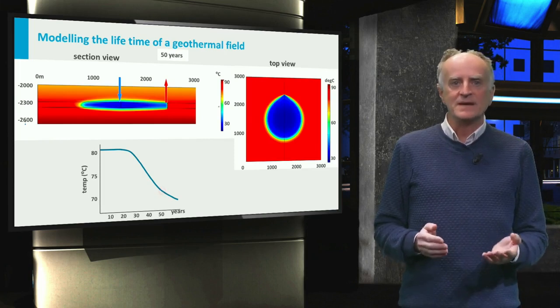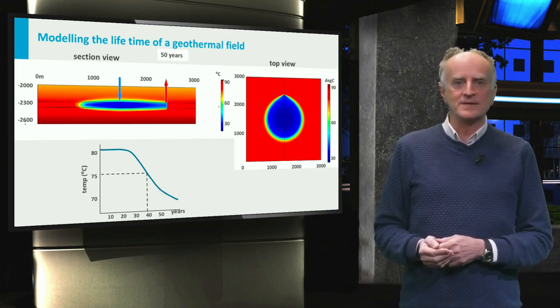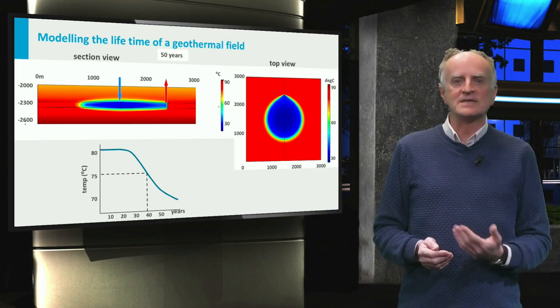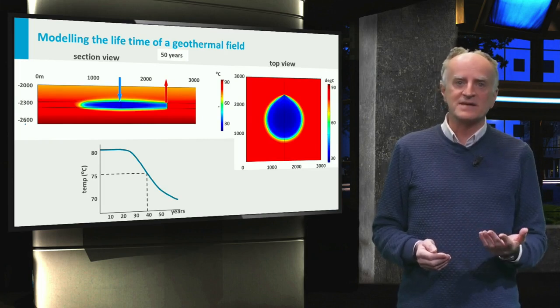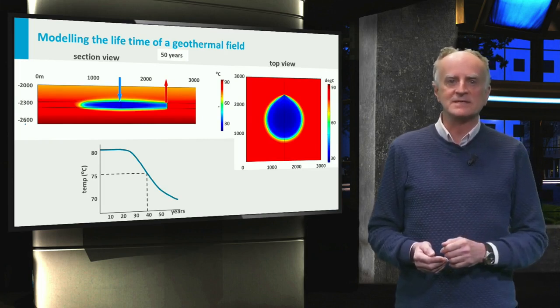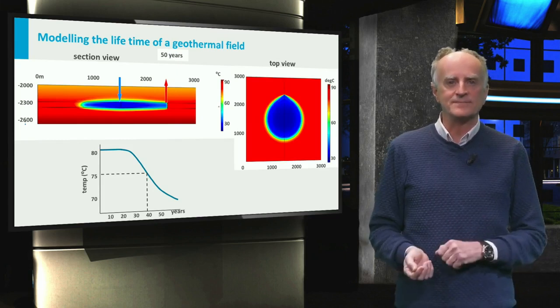In the time versus temperature plot, you can see that if we're willing to accept the temperature decrease to 75 degrees, then the lifetime of the system will be about 37 years.